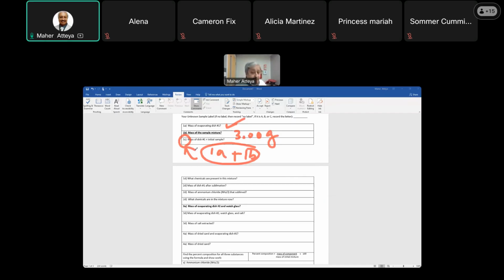Now, what's inside the mixture present at the beginning, you have three. You have ammonium chloride, you have sand, you have what? Sodium chloride. Those three are present. Okay. After the sublimation, the mass, take this one here, 2D, minus, because that's inside the initial dish. So 2D minus 1C. That will give you this amount here, 2D minus 1C.